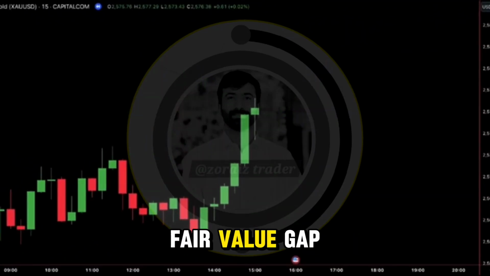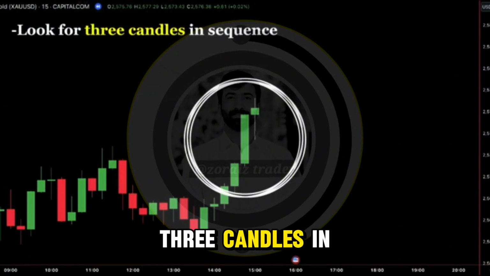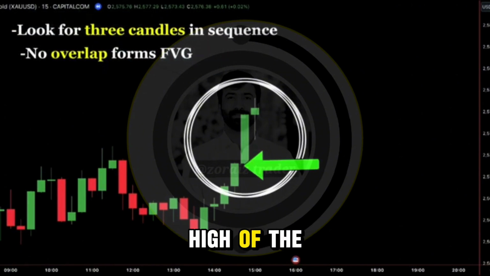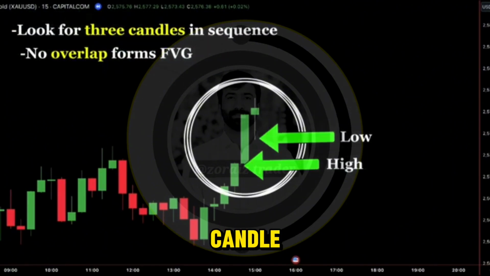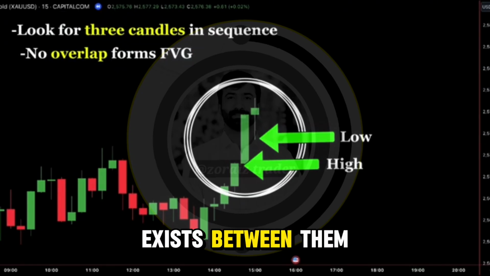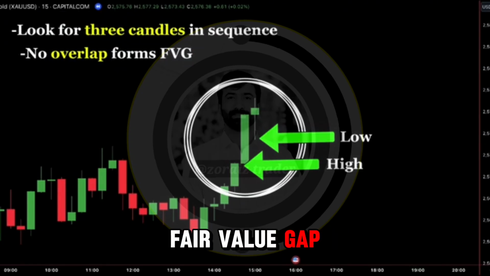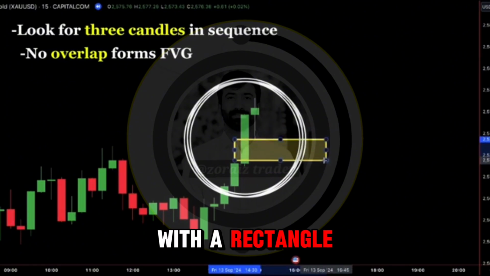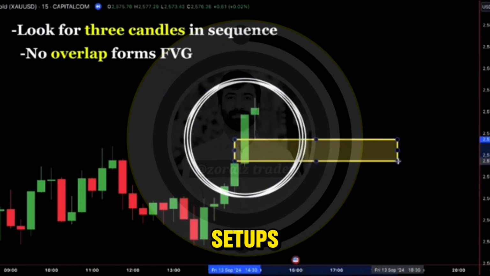To spot a fair value gap, follow these steps. Start by identifying 3 candles in sequence. Check if the high of the first candle and the low of the third candle do not overlap with the middle candle. If a gap exists between them, this is the fair value gap. Mark the gap with a rectangle to highlight potential bullish or bearish setups.